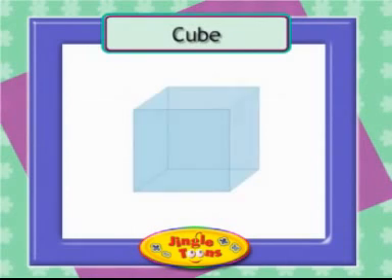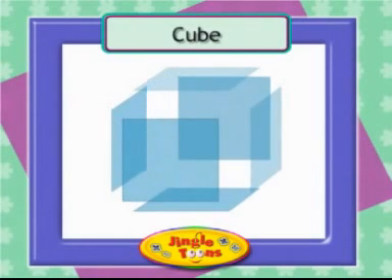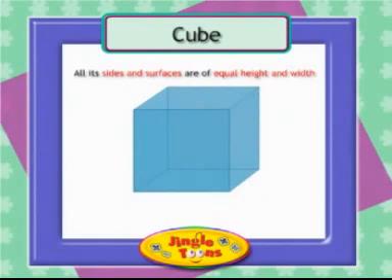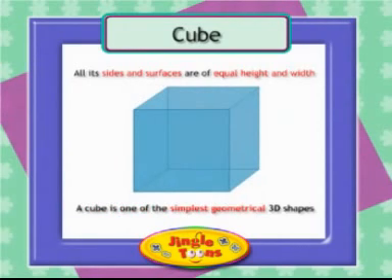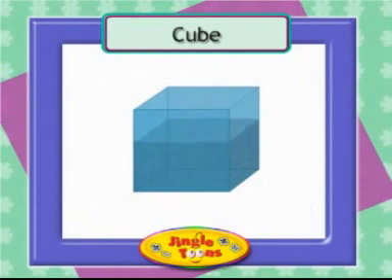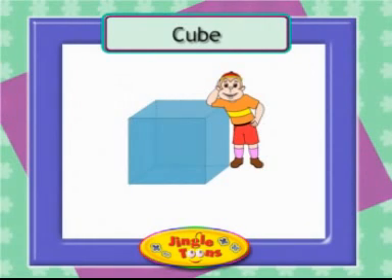Cube. A cube is the block with all right angles. It has 6 square surfaces. All its sides and surfaces are of equal height and width. A cube is one of the simplest geometrical 3D shapes. The space contained within the 6 square surfaces of a cube is the volume of the cube.